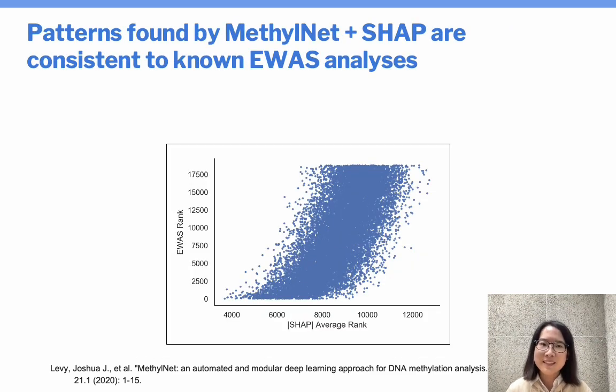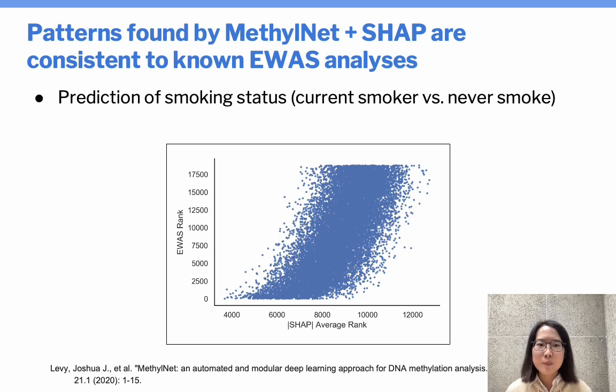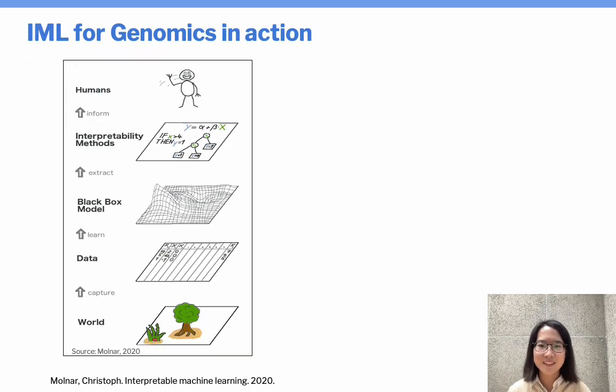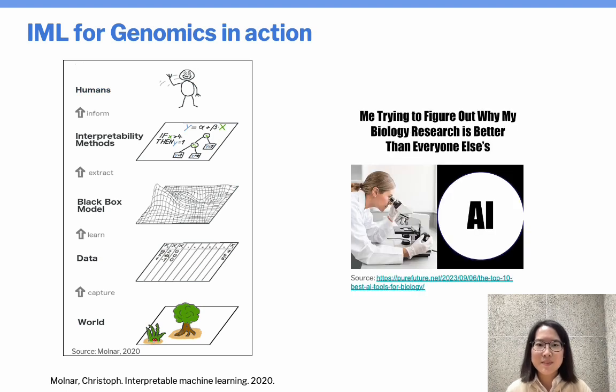The researchers also conducted some external validation to make predictions of smoking status on another dataset and compare it to prior EWAS meta-analysis. In the graph below, you can see that the ranking according to SHAP score corresponds to the gold standard EWAS ranking. So we have seen that AI for genomics has huge potential, and whenever you encounter such problem, don't forget our 5-layer interpretability framework.